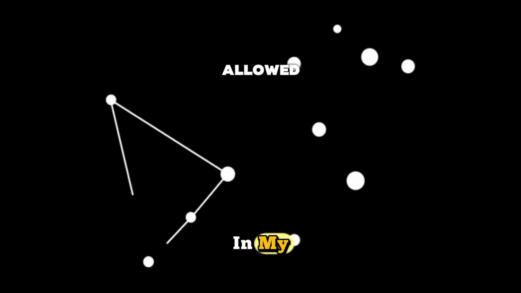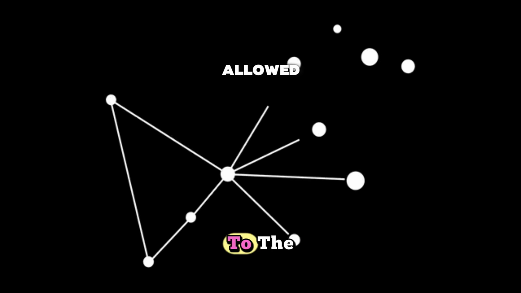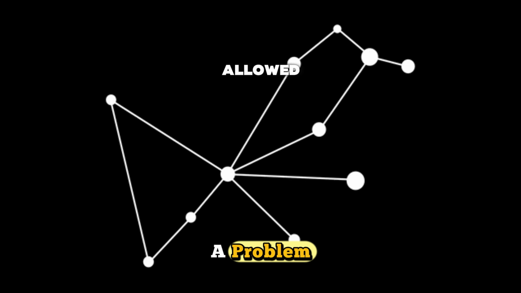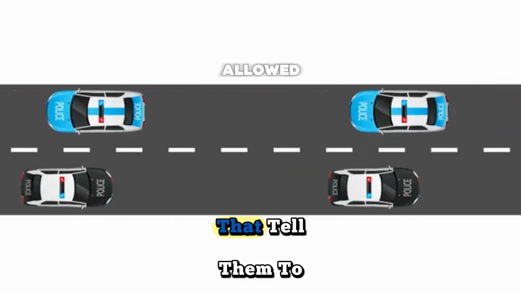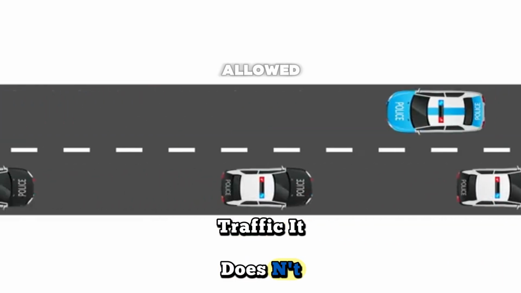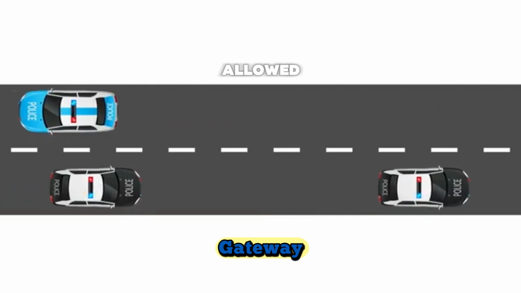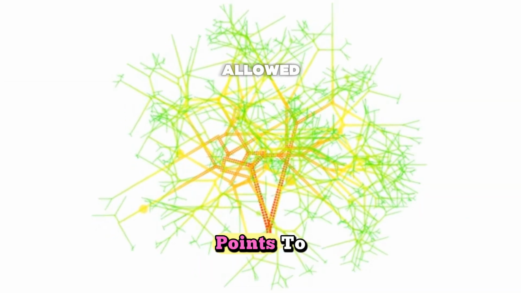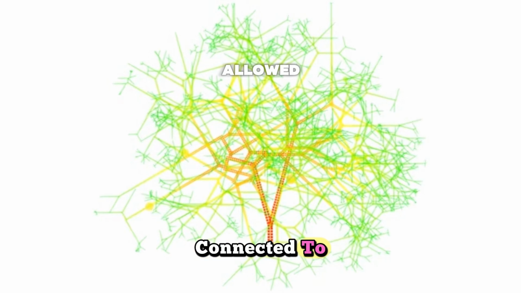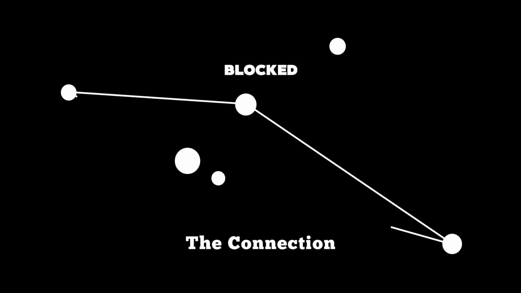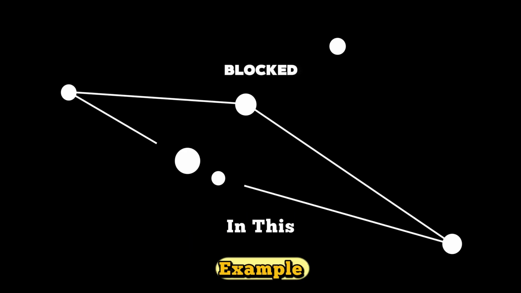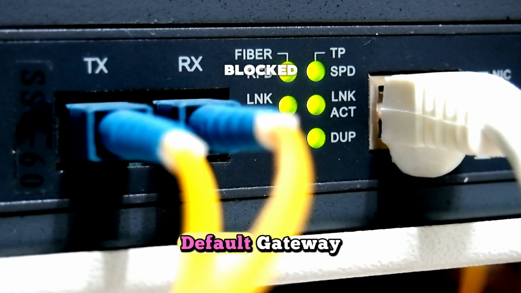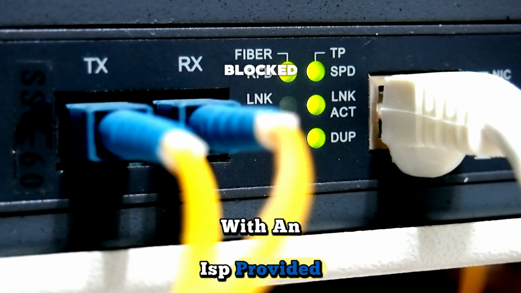You might notice that in my diagram I have the router outputting to the same network it's reading from. This is usually not a problem. Routers typically have default routes that tell them to send any traffic they do not know what to do with to a default gateway. Sometimes, however, you might see weird behavior if the default route points to the same network the router is connected to. That's why I keep the connection going to the default gateway hidden in this example. When you want to connect a router to the internet, you can replace the default gateway with an ISP-provided router.